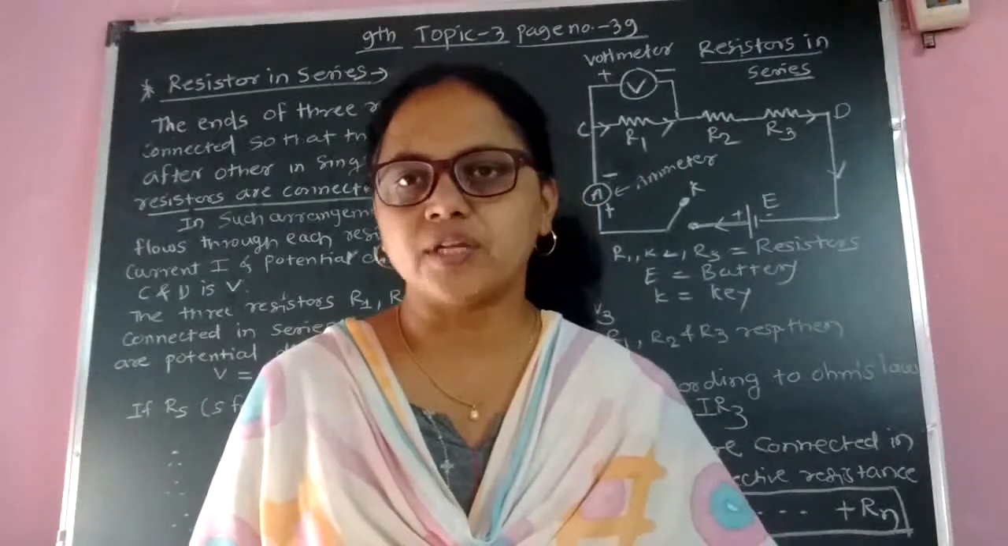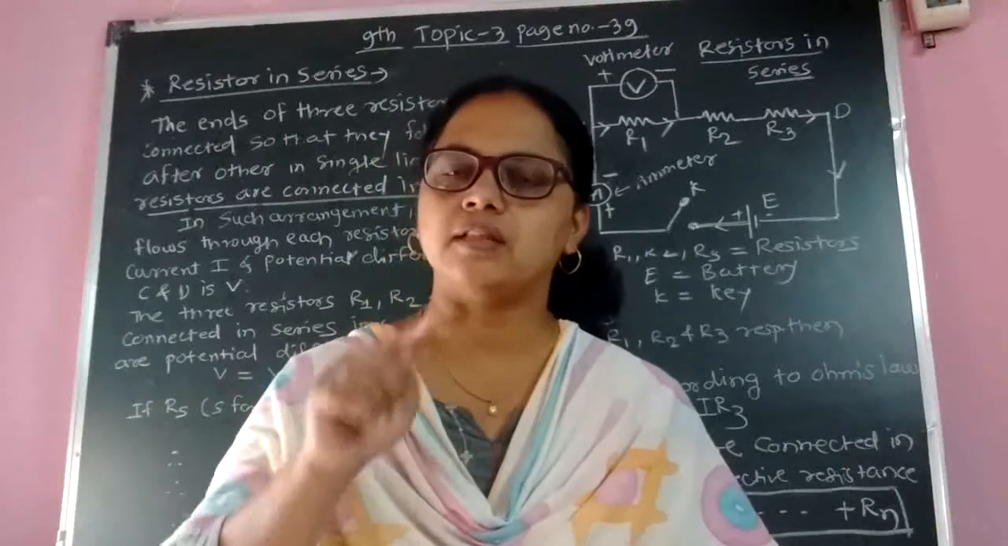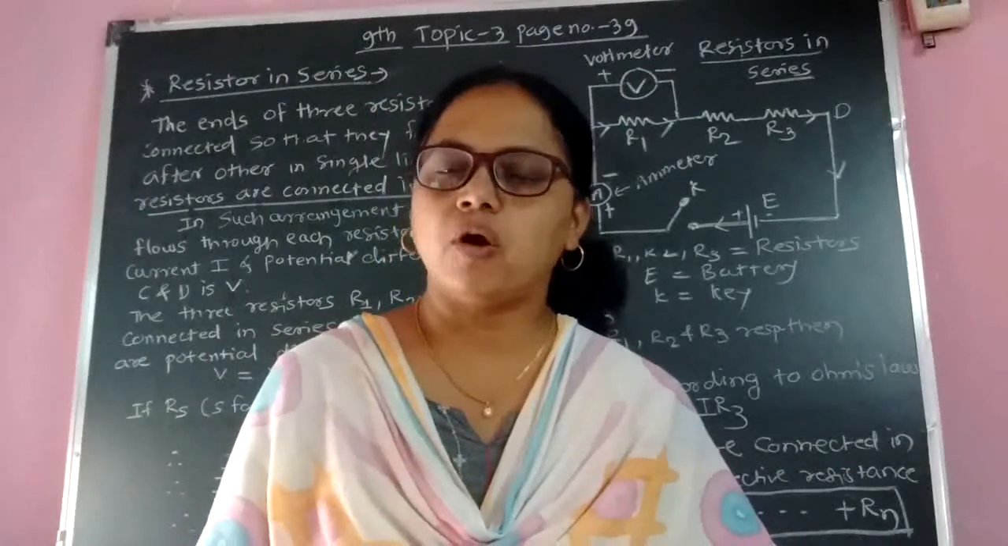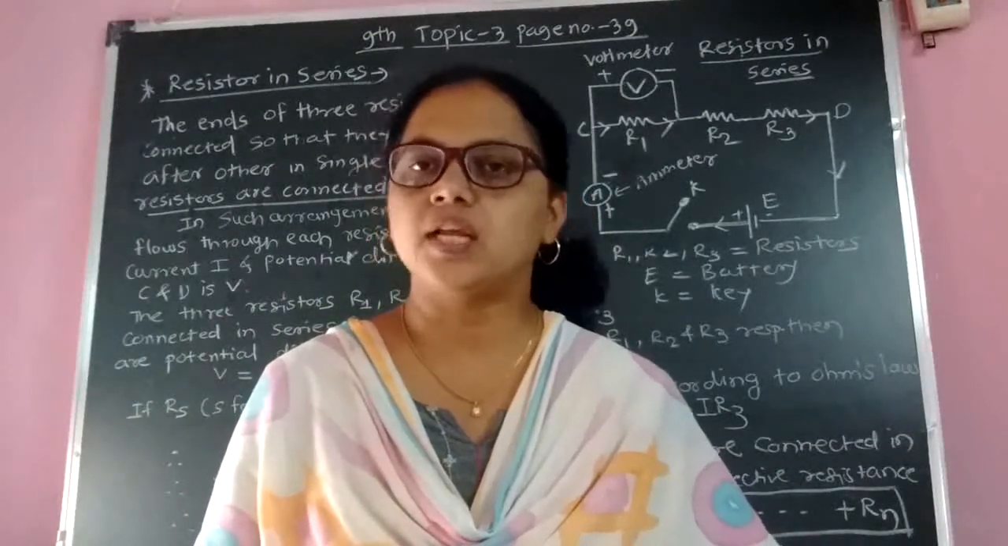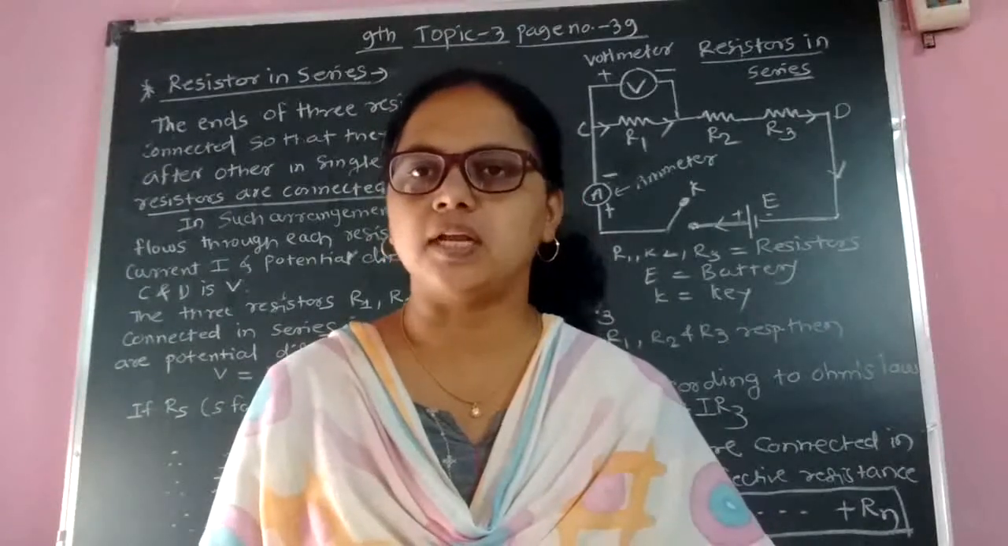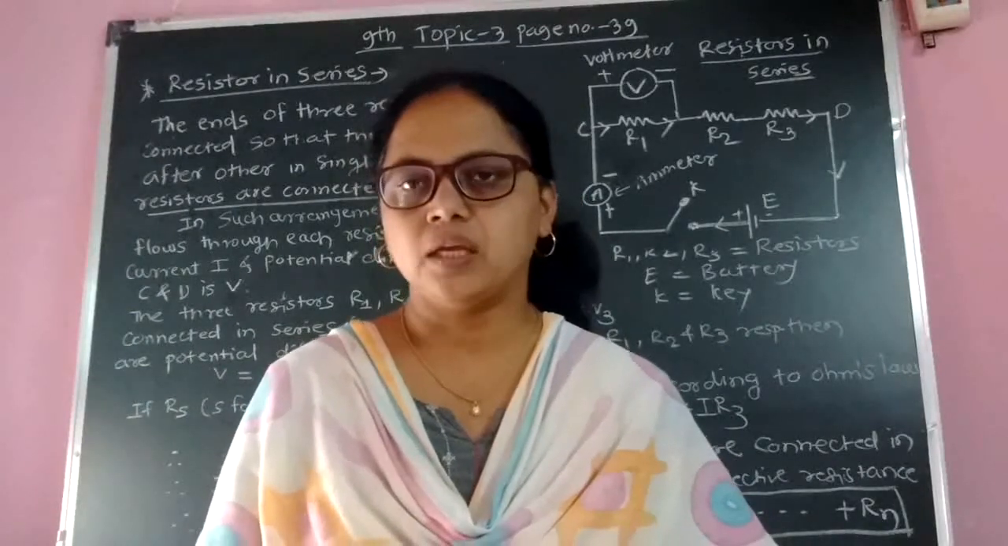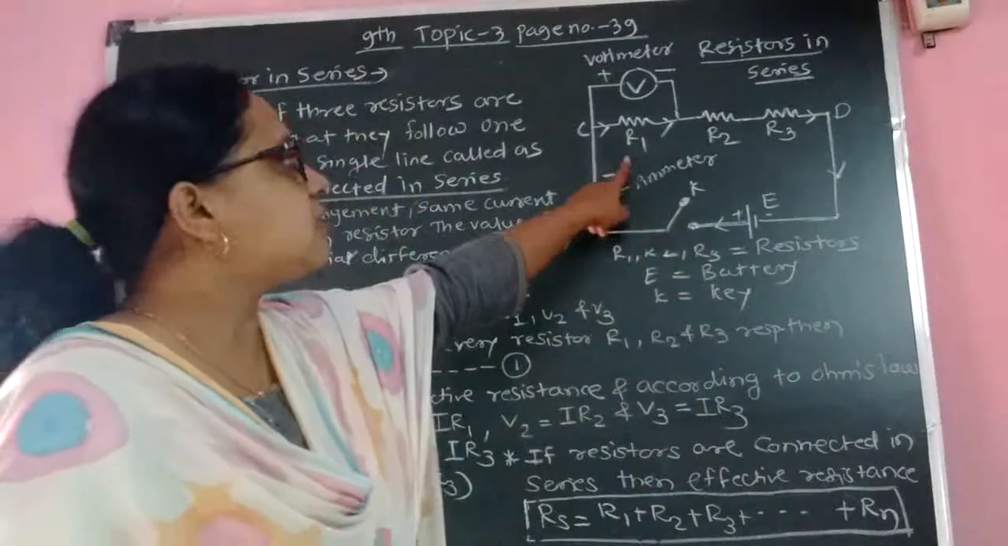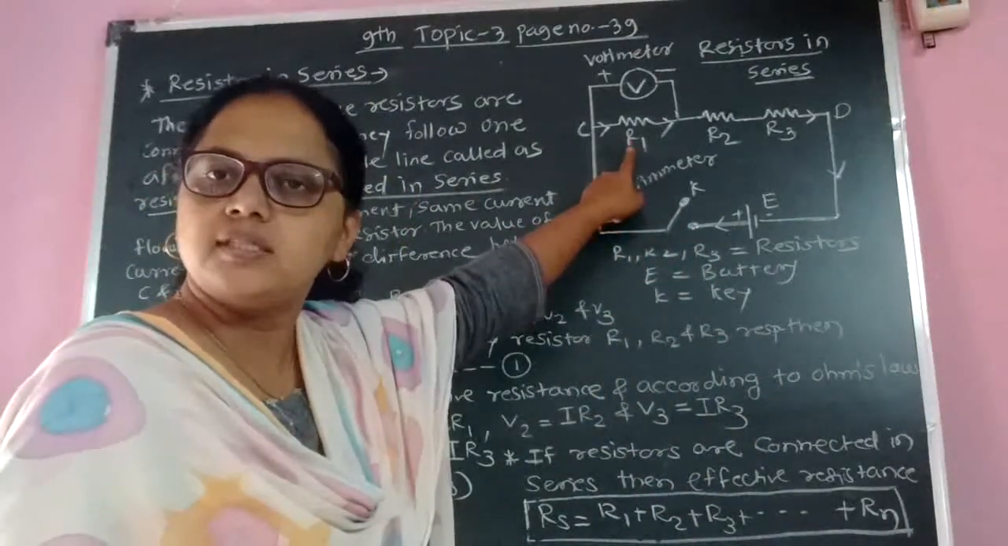What is the symbol of resistance? You can see a zigzag line-like structure or symbol represents the resistor. It is represented by the capital letter R. You can see here, this is the symbol of a resistor or resistance.